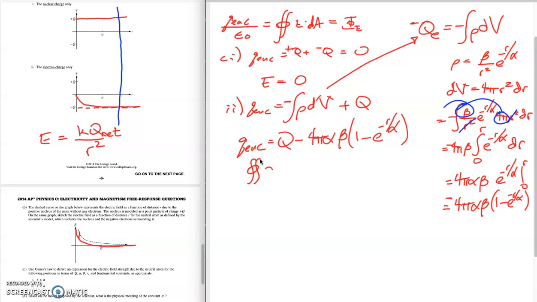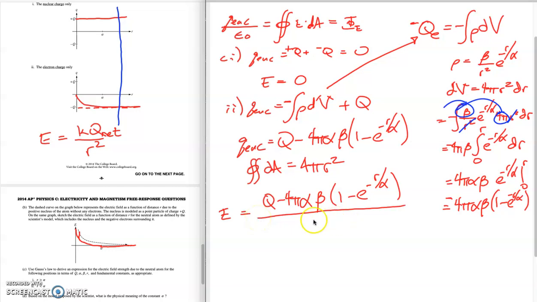Our area for Gauss's law, they told us it was spherical, so that will be 4 pi r squared. And when we substitute these guys back into Gauss's law up top here and solve for E, doing a little bit of algebra, we're going to have Q enclosed divided by epsilon naught divided by the area. So Q minus 4 pi alpha beta times 1 minus e to the minus r over alpha, all over 4 pi epsilon naught r squared. And remember that r squared is from the area.